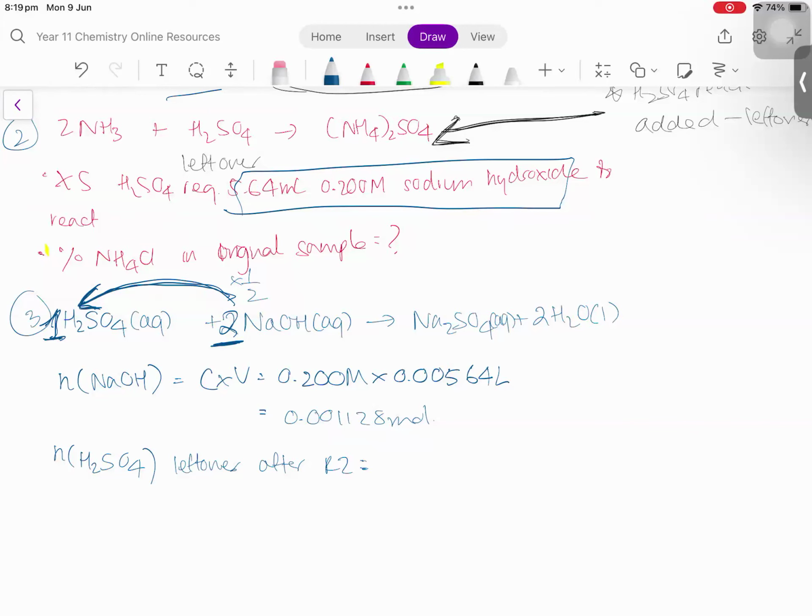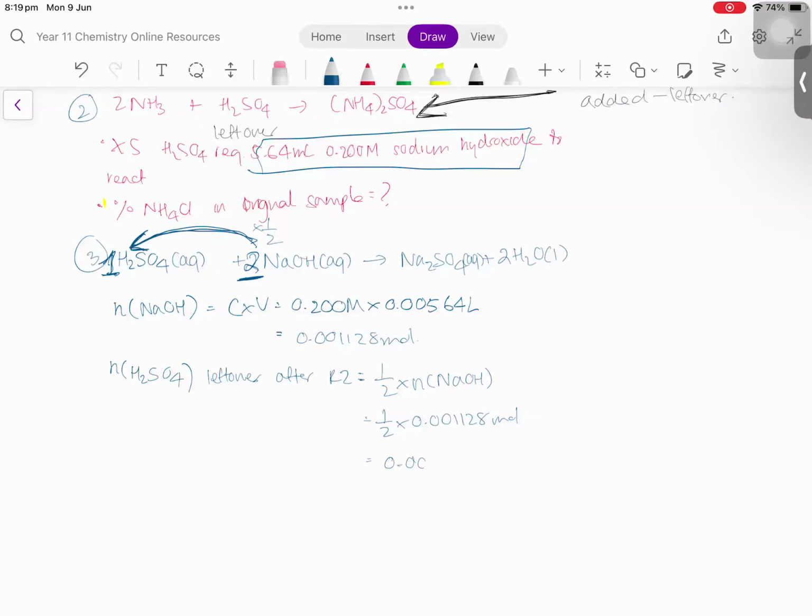You guys told me to divide by 2 or times by half, so we'll do that. Half times the moles of NaOH is half times 0.001128 moles. What is the moles of sulfuric acid left over? 0.000564 mole. Thank you. So that's the amount left over after reaction 2.